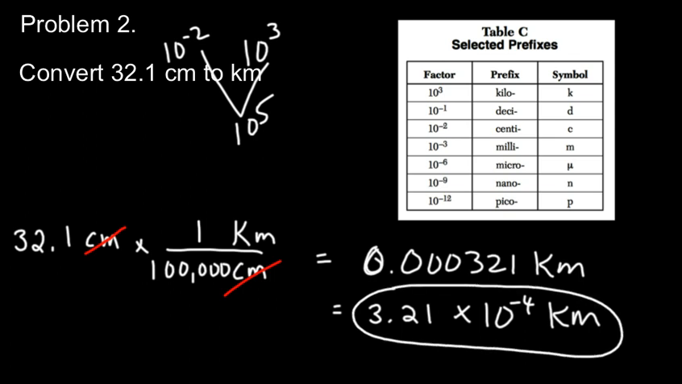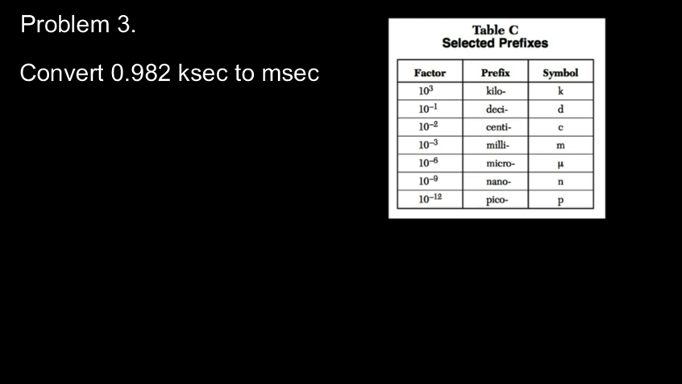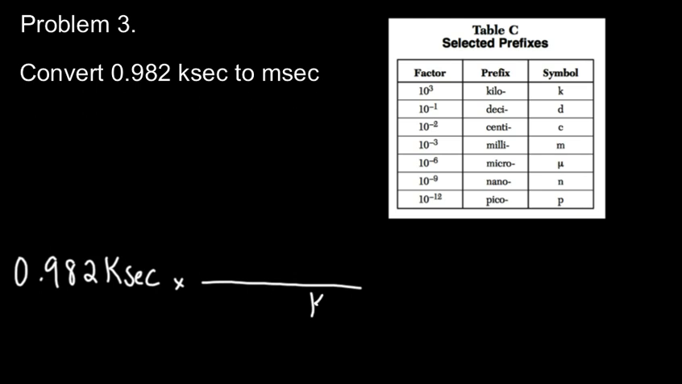All right. Problem 3, converting 0.982 kiloseconds to milliseconds. Again, start with the number you are being asked to convert, 0.982 ksec. Set up your conversion fraction. In this fraction, the denominator unit goes first to cancel out the kiloseconds. Milliseconds goes in the numerator. The larger of these two prefixes is the kilosecond, so we're going to put a 1 next to that.